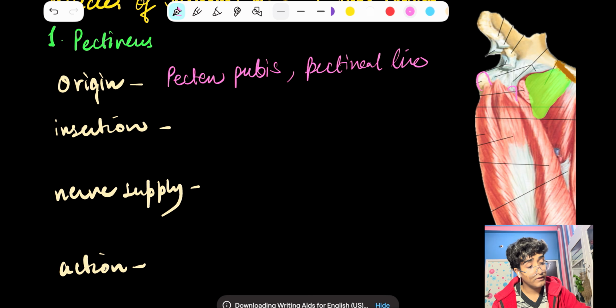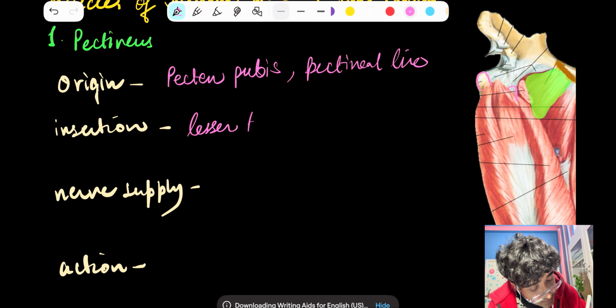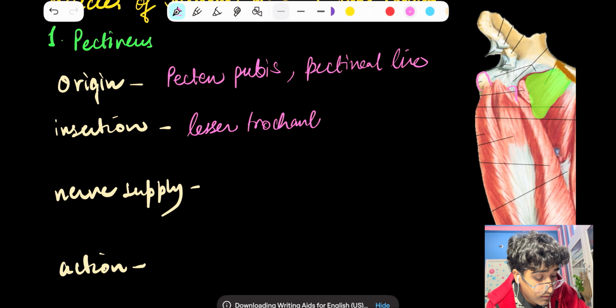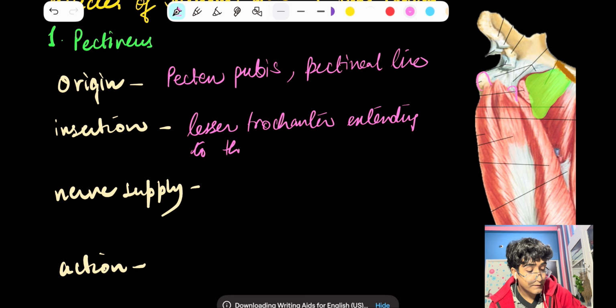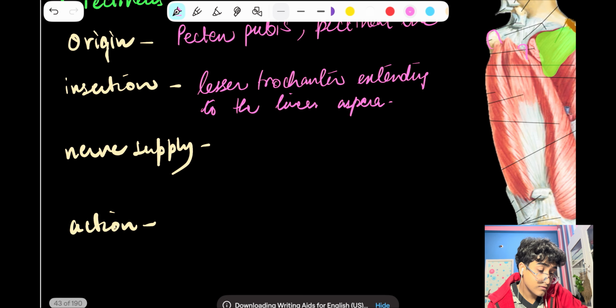So the insertion is the lesser trochanter, extending to the linea aspera.